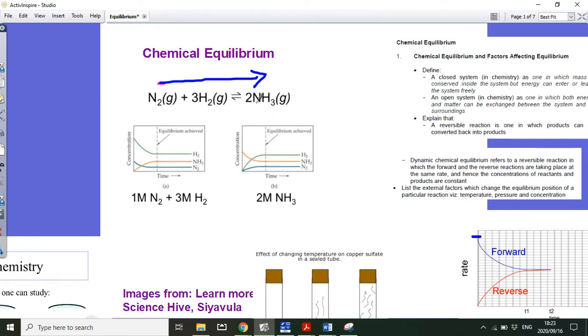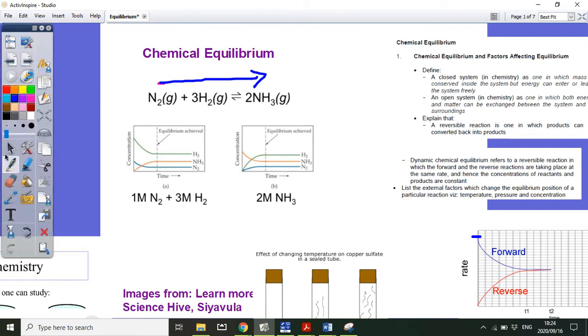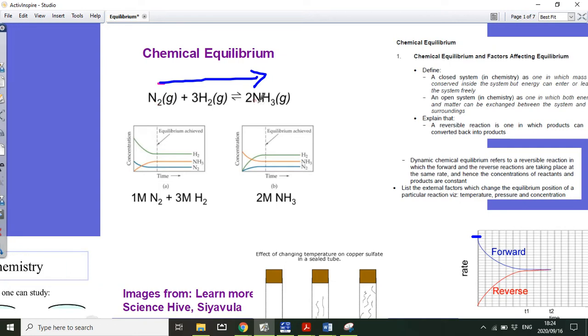In the beginning, there are no product particles to go back. So after a while, you've formed some of these, and now the reaction can happen in reverse. So now my reverse reaction starts to happen from zero rate, faster, faster, faster.